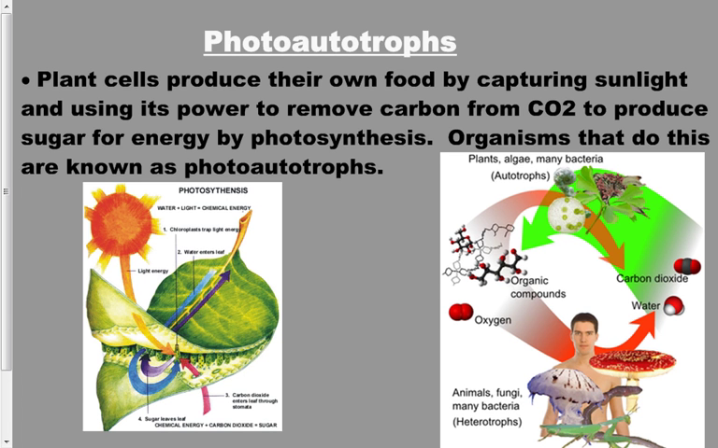So plant cells obviously produce their own food by capturing sunlight and using its power to remove carbon from CO2 to produce sugar for energy by photosynthesis. So it's a nice balance. Plants take the CO2 that we breathe out, use it as a source of energy, and they make glucose, and then we in turn eat them and turn it back into carbon dioxide, which they need for food. It's a great cycle. So it keeps everything going.